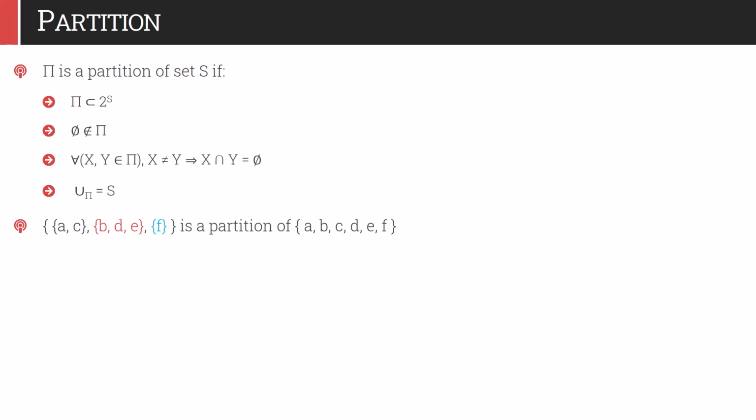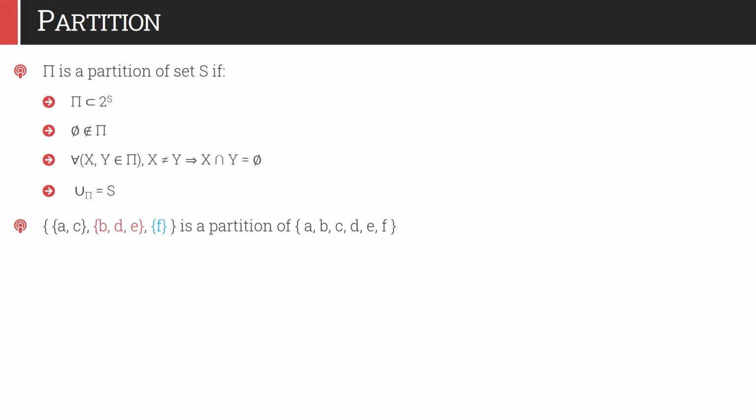Second condition: phi should not be a member of the partition. So we can see that phi is not present. Third condition: if we take any two subsets, they should not be the same. That implies the intersection of them must be phi. So if we take AC and BDE, their intersection is null. AC and F, intersection is null. BDE and F, intersection is null. So the third condition is also true.